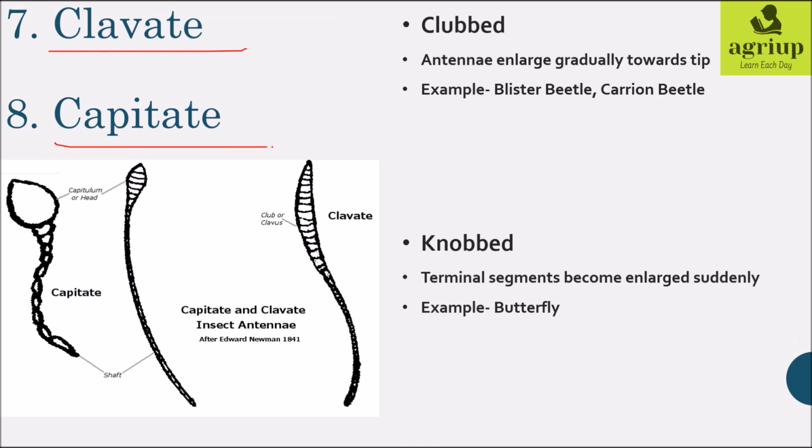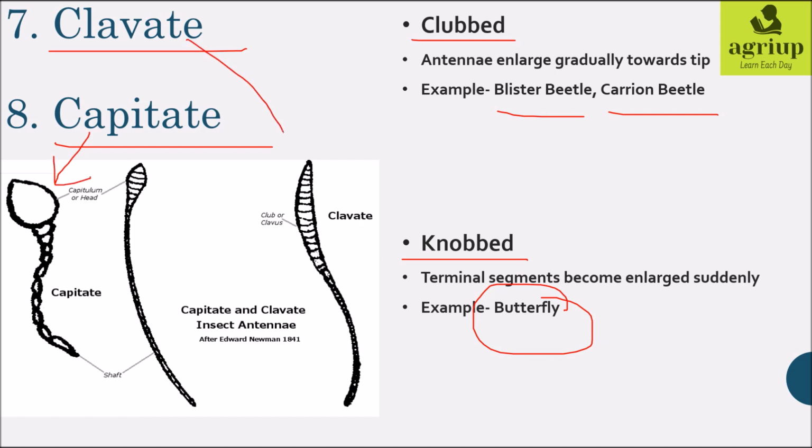Next is clavate and capitate. Clavate is clubbed, capitate is knobbed. Capital, you can remember it with that. In the clavate, clubbing is there. Antennas enlarge gradually towards the tip. Examples for this are blister beetle and carrion beetle. And for capitate, example is a butterfly. They will have the terminal segment becoming enlarged suddenly. So this is capitate and this one is clavate.